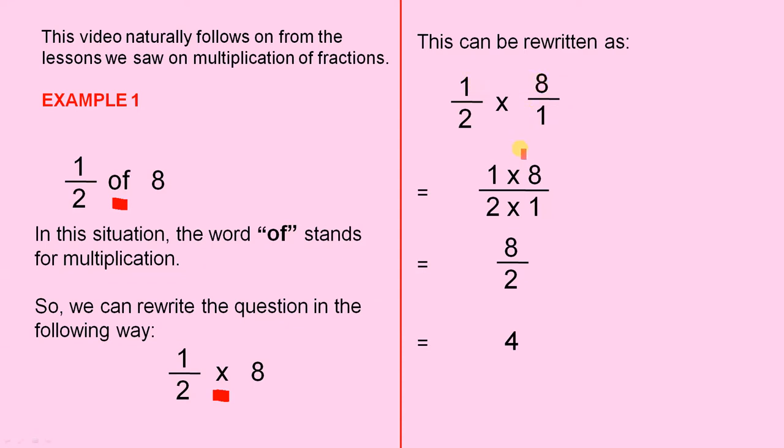1 times 8 is 8. 2 times 1 is 2. Okay, so 8 over 2, and that's 4, because 2 divided into 8 goes 4 times.